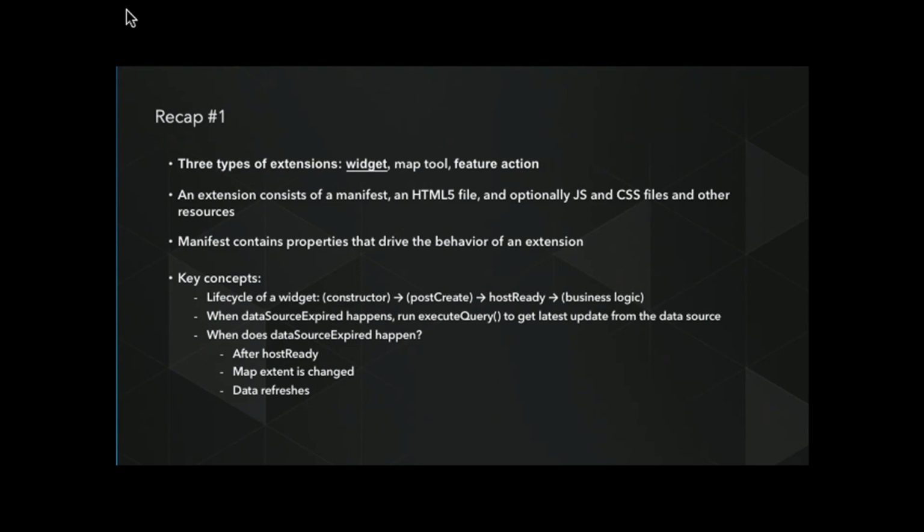And Vani also mentioned the three situations in which dataSourceExpired will be triggered. First is after hostReady is called, that's when the relationship between the app, dashboard, and extension has been established. The second situation is when someone changes the map extent. That's when we know that, hey, the data source expired. We need to fetch the data again by running execute query. The third situation is when a data source refresh happens. So let's take the example that every 6 seconds, I want to see the latest information about my fire trucks. Every 6 seconds, the data source will be refreshed, and then dataSourceExpired will be called, and then I can go and do an execute query to get the latest information about my layer.